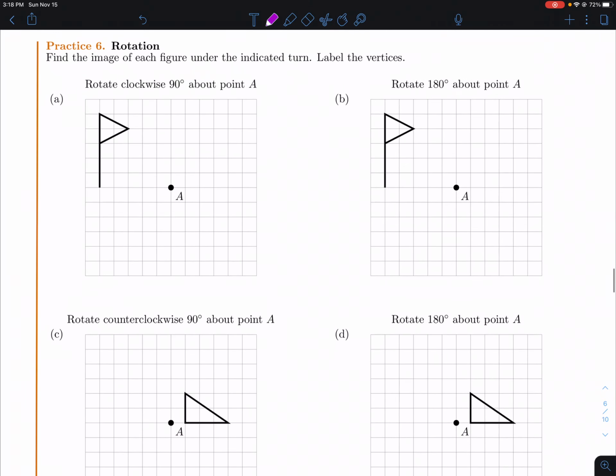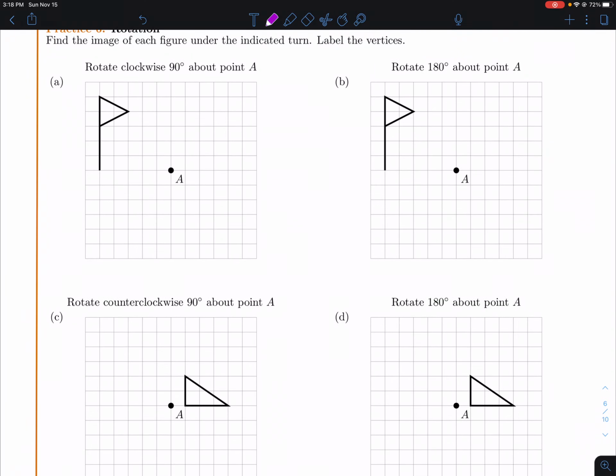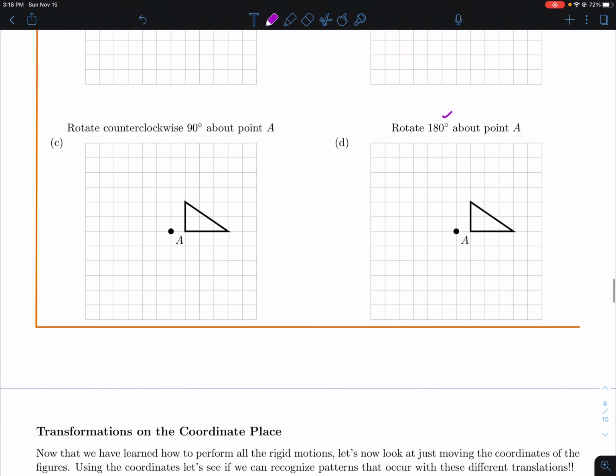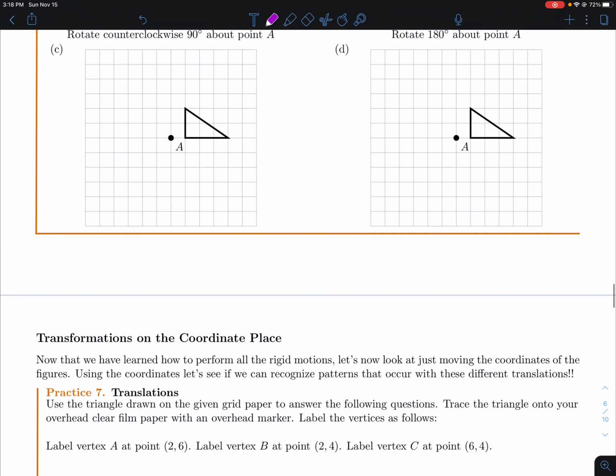All right, so pause the video at this point and work on practice 6. Notice all of these that are less than 180 tell us which direction. So why does it just say rotate 180? Why doesn't it say clockwise or counterclockwise? Because it's the same. The nice thing about a 180 rotation is it's going to be the same whether it's clockwise or counterclockwise. You can rotate it either way, and we'll all end up with the same answer. So that's why it doesn't specify which way to rotate a 180. You really only need to know the 90s and the 270s. All right, so when you're finished with that, come on back.